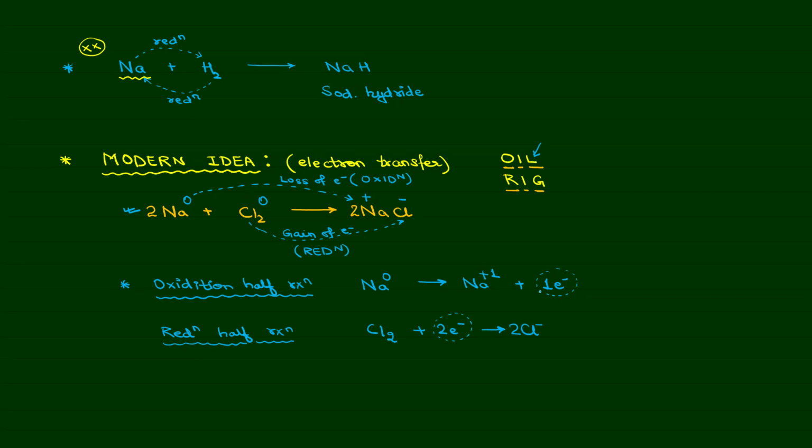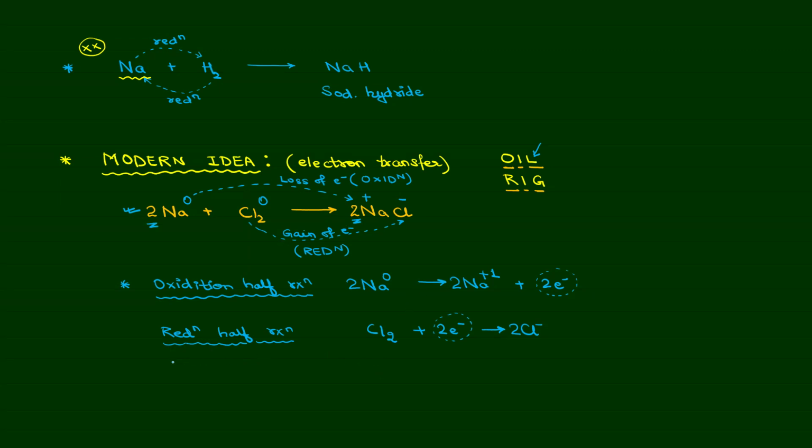So here, if one electron is lost, one electron should have been gained. And if two electrons are being gained, then two electrons should be lost. To balance the loss and gain, I should multiply the above equation, meaning the sodium equation, by 2. So now two sodium atoms would lose two electrons, right? And would form two Na plus. That's how we get this particular balancing.